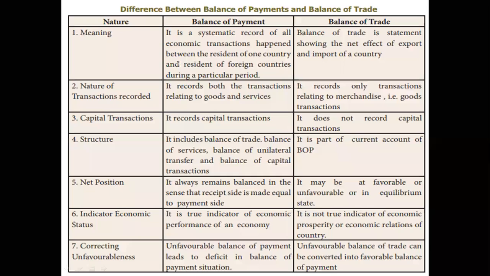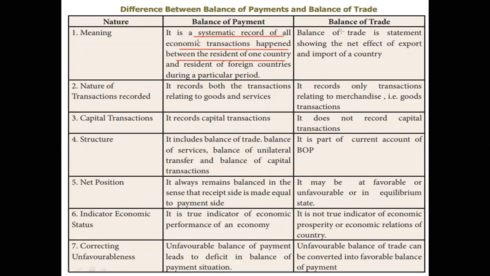So that is simply clear that it is a systematic record. It is a systematic record of all transactions. ये एक systematic record है सारी transactions का which we are doing with the rest of the world. ये सारी transactions इसमें आती हैं जो हम कर रहे हैं with the rest of the world, which our economy is doing with the rest of the world. Clear?